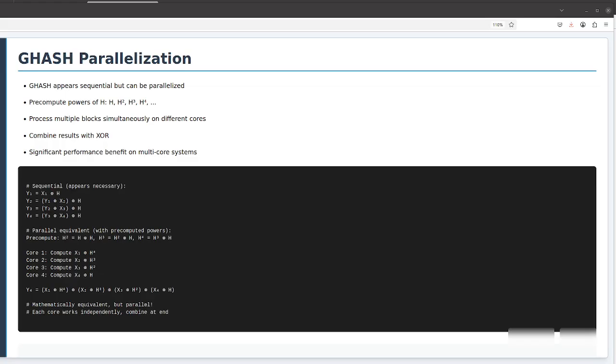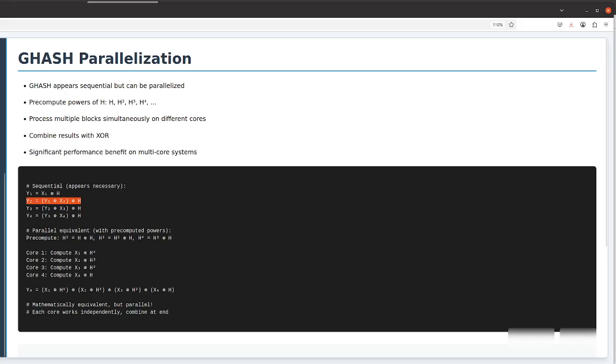GHASH in parallel processing. One of the advantages of GHASH is its ability to be parallelized. This makes GCM very fast on modern multi-core processors. Let's understand how this parallelization works and why GHASH's structure enables it. At first glance, GHASH looks sequential because each step depends on the previous accumulator value. You compute Y1, then use Y1 to compute Y2, then use Y2 to compute Y3, and so on.